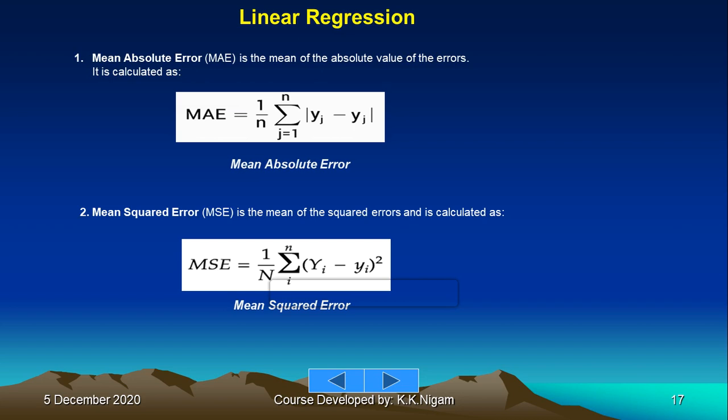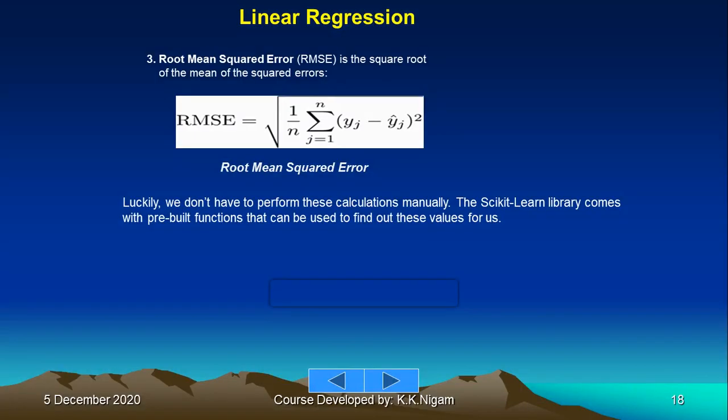Similarly, for mean squared error, this formula is used. MSE is equal to 1 upon n, sigma i equal to 1 to n, (yi minus ŷi) whole square. And then there is another formula for root mean squared error. It is the square root of the mean of the squared errors, and for that this formula is used. RMSE is equal to the square root of 1 upon n, sigma j equal to 1 to n, (yj minus ŷj) whole square, and this is root mean squared error.